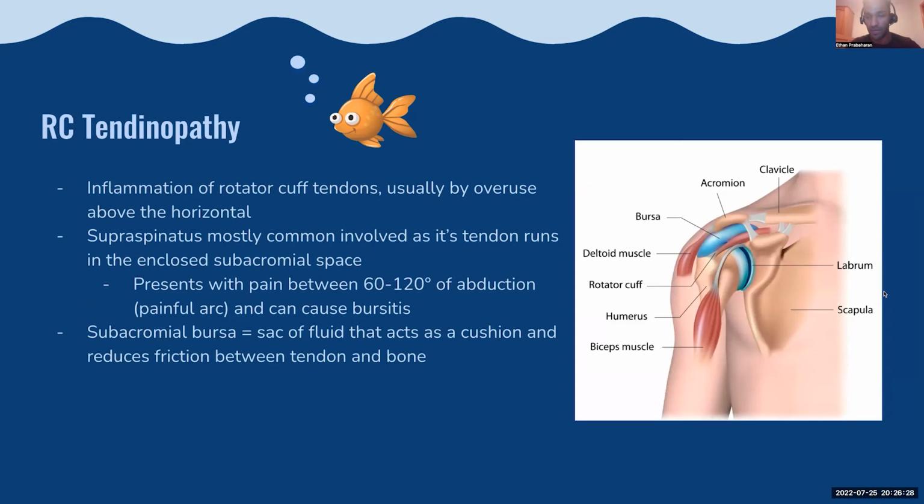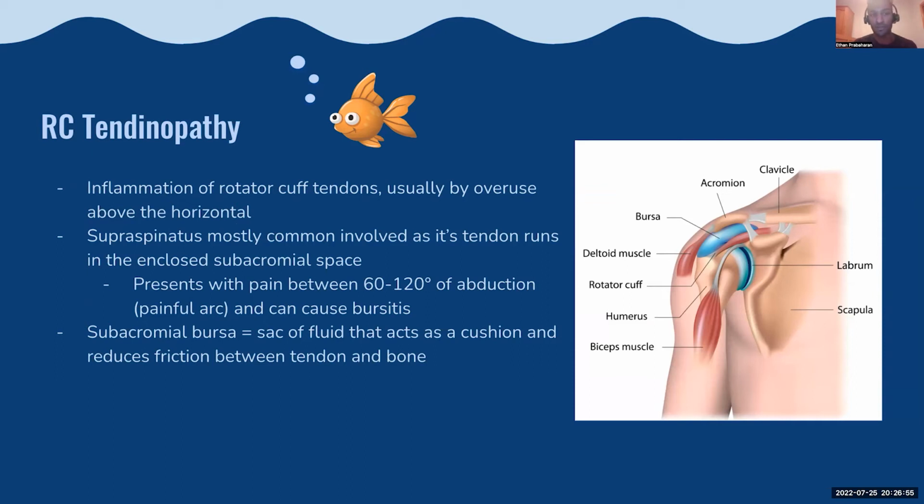Tendinopathy is inflammation of these rotator cuff tendons, and a tendon is often the distal attachment of the muscle. We can inflame our tendons by overuse. Often rotator cuff tendinopathy occurs due to overuse above the horizontal, so above the level of your shoulder. Particularly swimmers experience rotator cuff tendinopathy quite a bit.